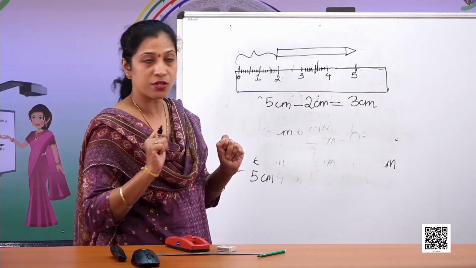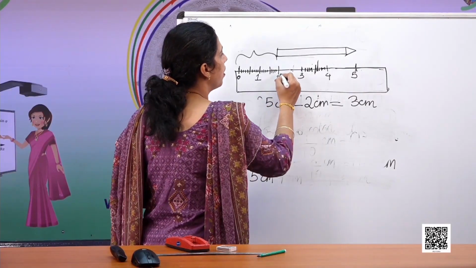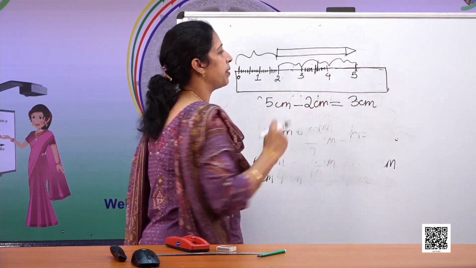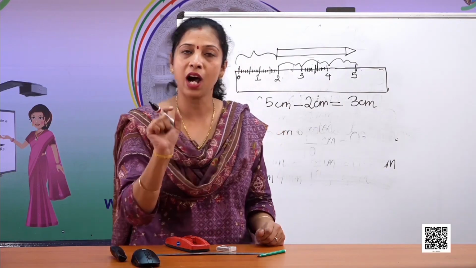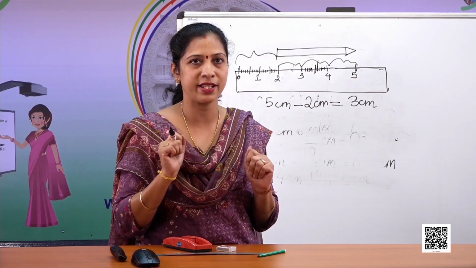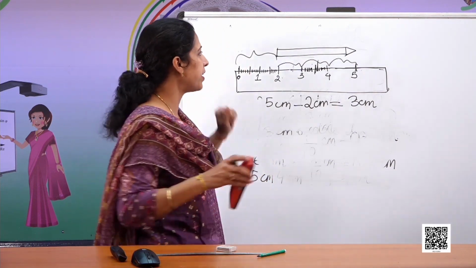We can manually also check how much distance it is covering. 1 centimeter, 2 centimeter, then 3 centimeter. So rather than finding out like this, you can always calculate and make it a little easier. Understood? I'll give you another example.